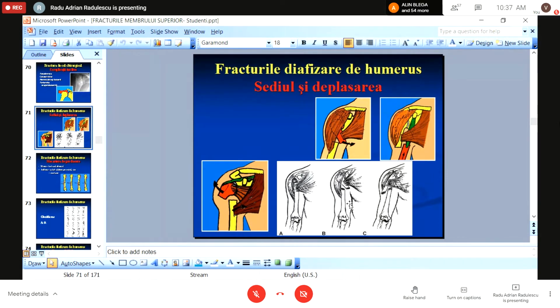And if the fracture is below both insertions of the muscles, then because the deltoid will be more powerful, the proximal fragment will be in abduction, and the distal fragment will be ascended by traction of the muscles of the arm, so biceps and triceps. So in this second situation, we'll have a longitudinal displacement which will be very important and will lead to the shortening of the arm.